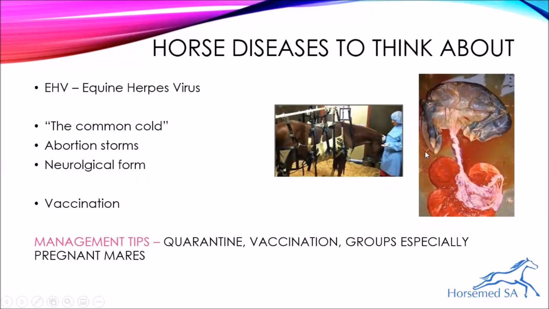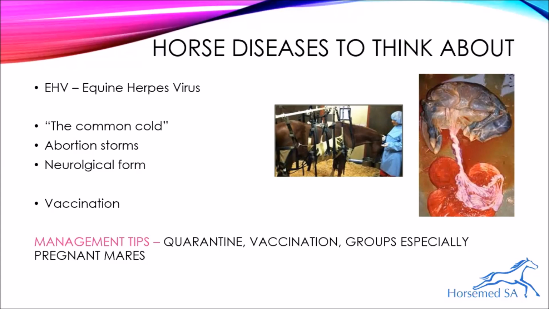It's generally recommended for pregnant mares to try and stop those abortion storms. And we recommend that at 5, 7, and 9 months of pregnancy. So if you've got a pregnant mare out there, now's a good time to start thinking about vaccinating her for that, especially if you live on a property where she has contact with horses coming and going from the property, or young horses, because they are much more likely to carry the herpes virus and get the common cold form of the infection.